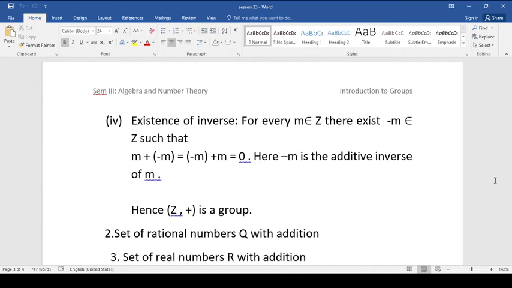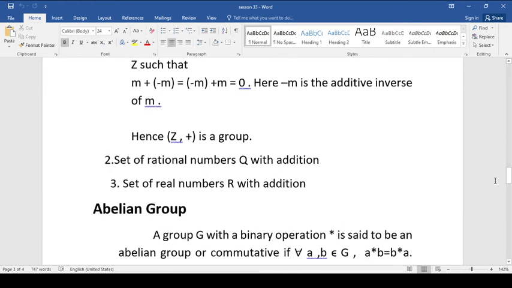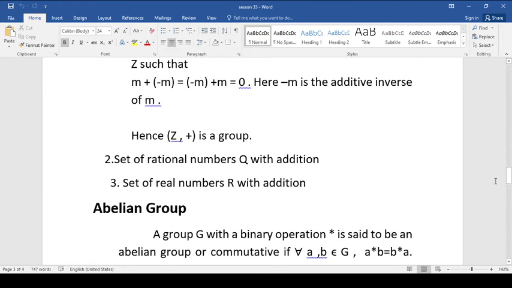So the set of integers satisfies all the four laws. So we can say that Z is a group with respect to the binary operation addition. Similarly, we have another two examples. The one is the set of rational numbers Q with addition and the set of real numbers R with addition.